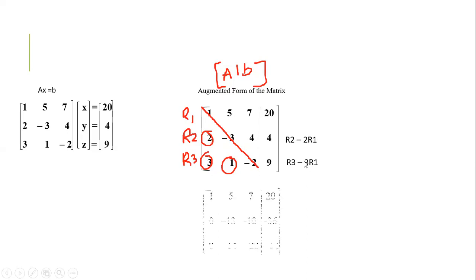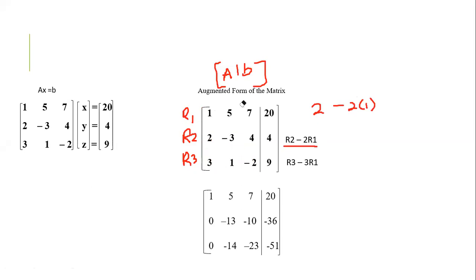Now let's see how the calculation is actually done. Because you are saying R2 minus 2 times row 1, this is how it's going to be. For the first element here, it will be 2 minus 2 times 1. I hope you are following. So it is 2 minus 2 times this 1, which is 0. That is the 0 you have here.